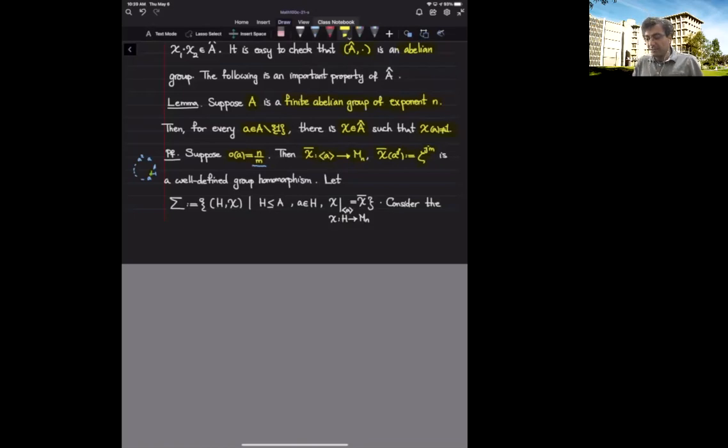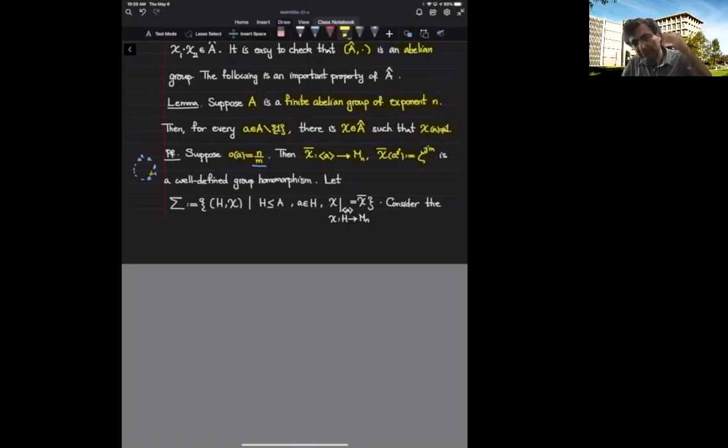So if the entire group was generated by small a, we were done. Now, what I want to do, I want to extend this chi bar to some character of A. If I manage to extend chi bar to a group homomorphism from A to S1, then we get a claim, because then the extension cannot send A to 1. So that's my goal. I want to extend chi bar to chi.